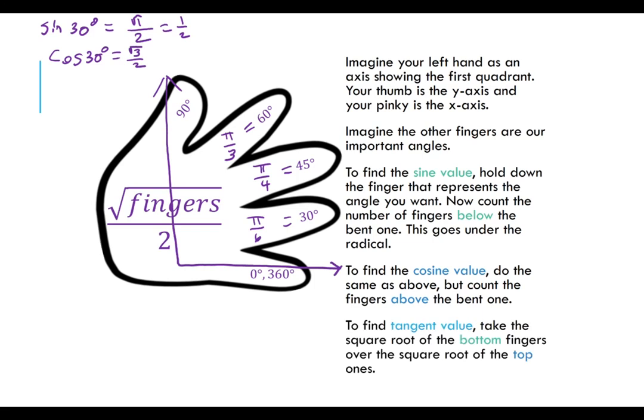In addition to that, you can also use this trick to find the tangent values. Let's try to find the tangent of 60 degrees. Tangent of 60 degrees, put down your pointer finger, and then you're going to take the square root of the bottom fingers, so the bottom fingers are 3, so that's going to be square root of 3, divided by the square root over the top fingers, so that's 1, square root of 1, and so root 3 over root 1 is root 3 over 1, or square root of 3. And so this is just a nice, neat trick to help you get through all of these exact trig values.